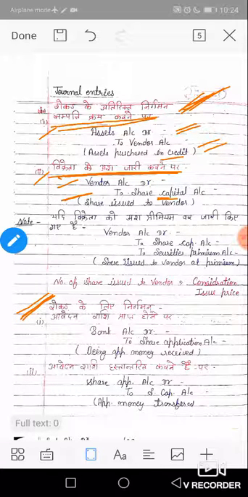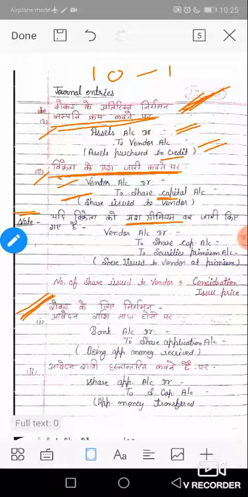Now here is a note: if a company issues shares to a vendor at a premium, it means the share is issued above face value. When a share is issued above face value, it is known as issue at security premium. For example, if the share face value is 10 rupees and it is issued at 12 rupees, then the 2 rupees is known as security premium.